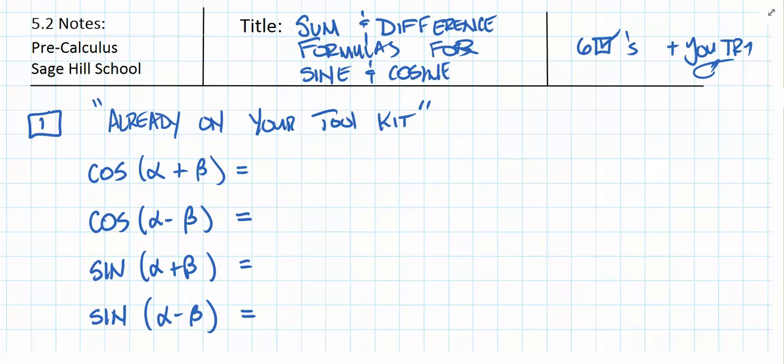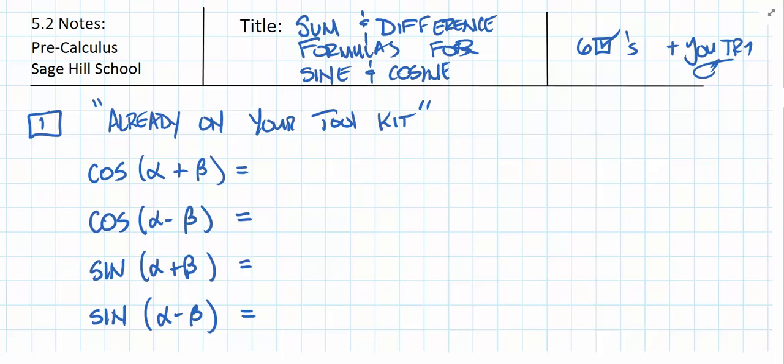Alphas and betas. So what we're doing here is taking two different angles, an angle of alpha and an angle of beta, and adding them together. Unfortunately, it is not just cosine alpha plus cosine beta. In other words, the distributive property does not necessarily work for these. Rather, we have very specific targeted identities that have been developed over time.